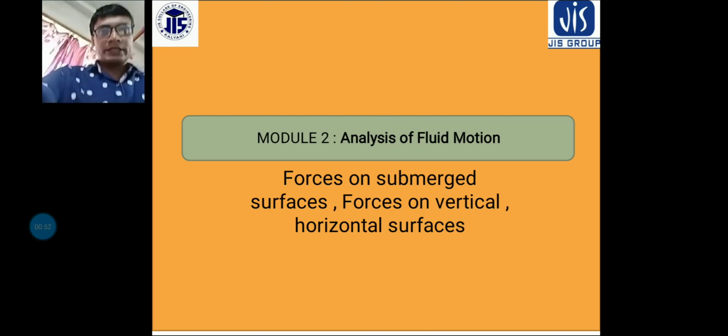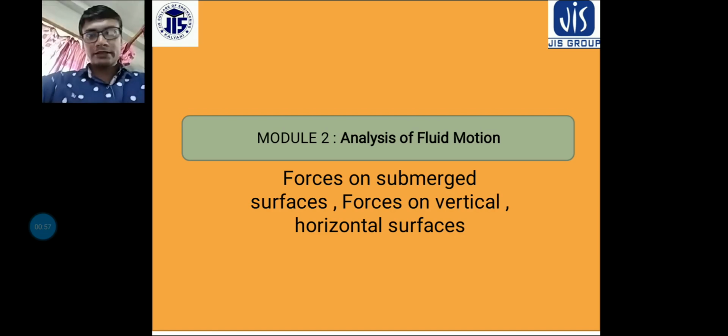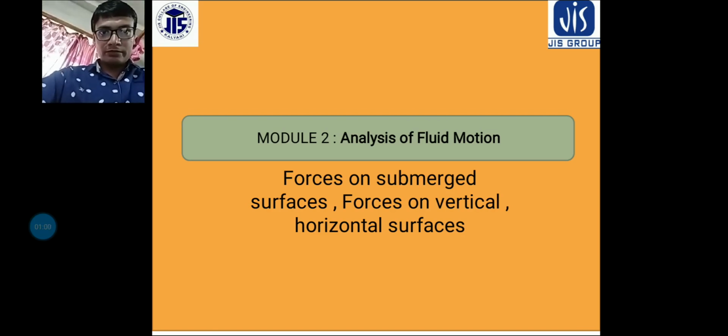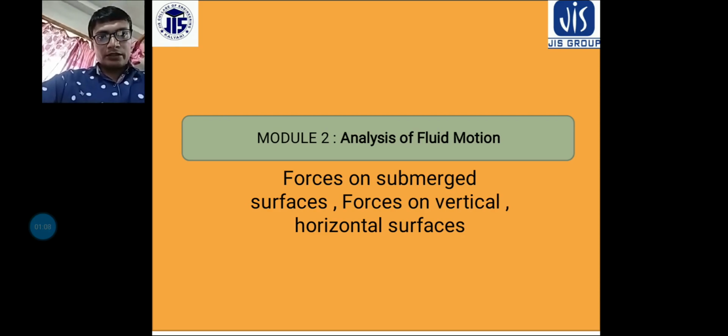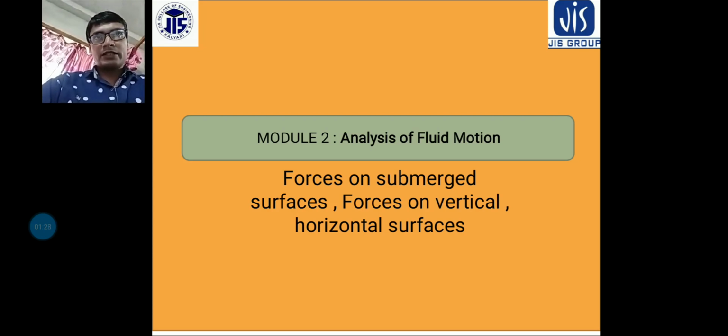When a particular object is immersed inside the fluid, the amount of force acting on that body can be calculated with the help of a formula. F is equal to rho g A h bar, where F is the force acting on that body, rho is the density, g is the gravitational constant, A is the area of that body, and h bar is the distance from the center of gravity of the body to the free water surface.